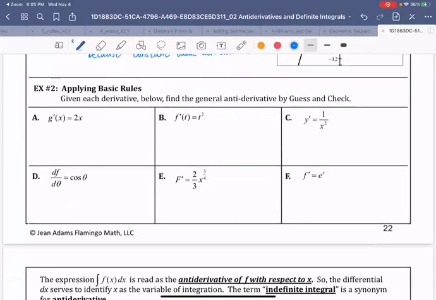Now, given each derivative below, find the general antiderivative by guess and check. Let's do this. So for capital Gx, please guess, and then we check. What do you think? X squared plus C. That's beautiful. Or B, go ahead, guess and check.